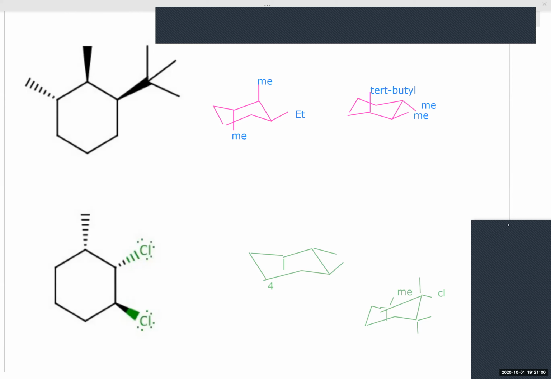Okay, so let's talk about this example, because there's one thing that I noticed: your relative stereochemistry is correct for the chlorines, but your carbon numbers, when you undergo a ring flip, you need to make sure that your substituents are attached to the correct carbon in the final structure. So let's talk about both of these examples.